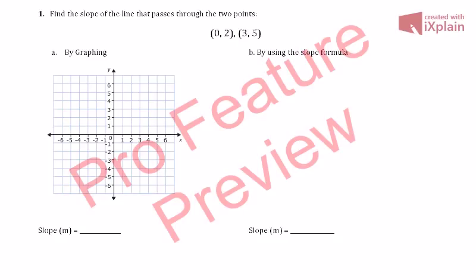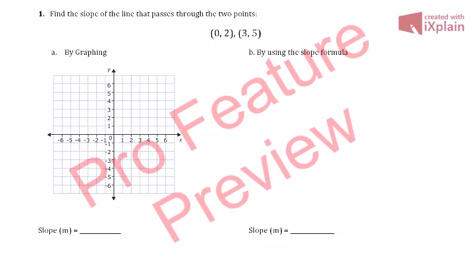Second, there are several ways to find slope. In this problem, we'll be finding the slope twice. First, by graphing, and second, by using the slope formula. If we do it correctly, we should get the same answer both ways. So to start out, we'll find the slope by graphing.